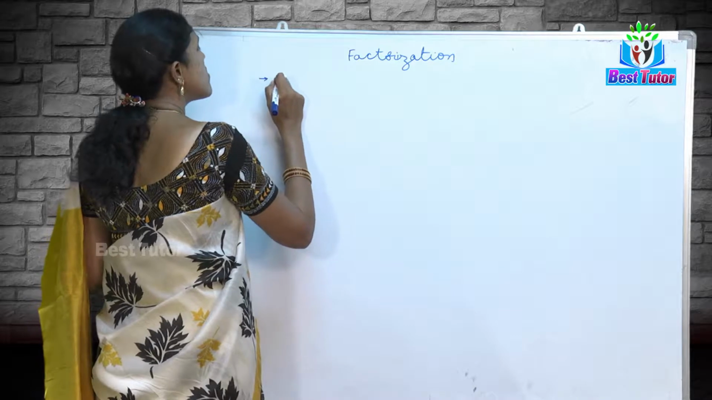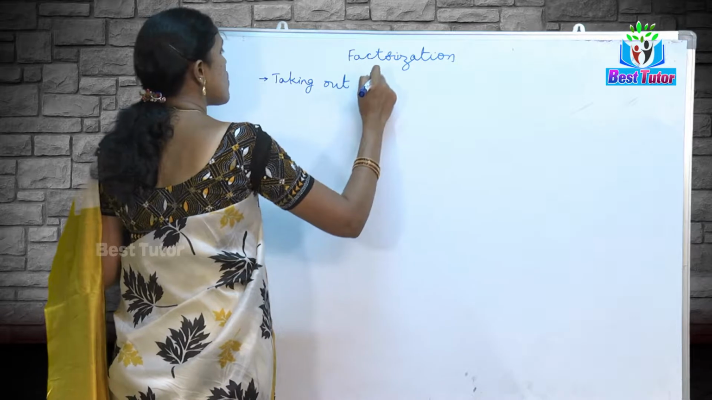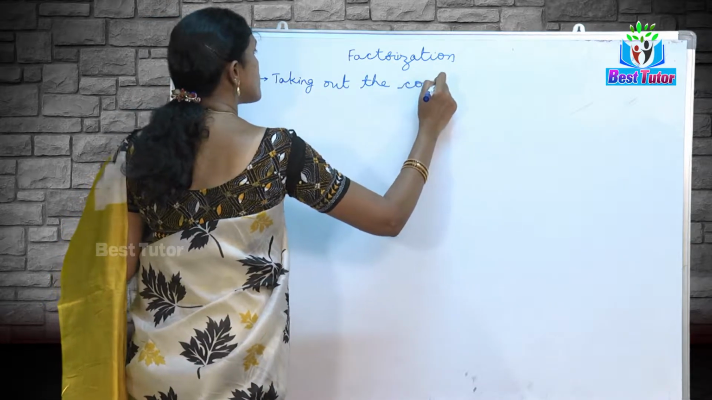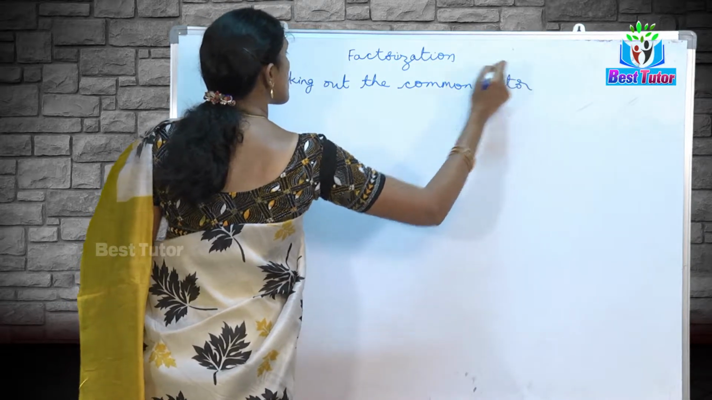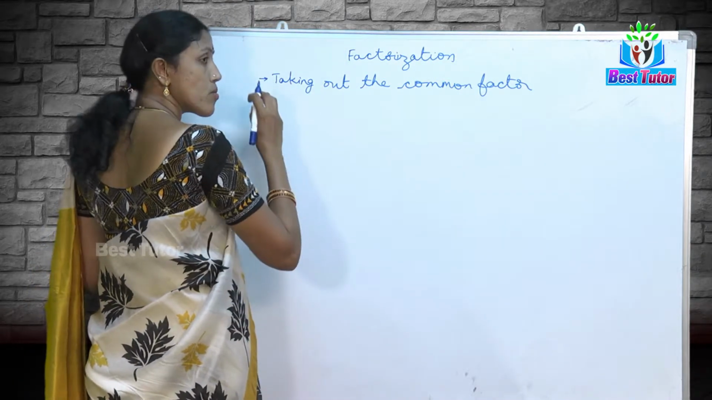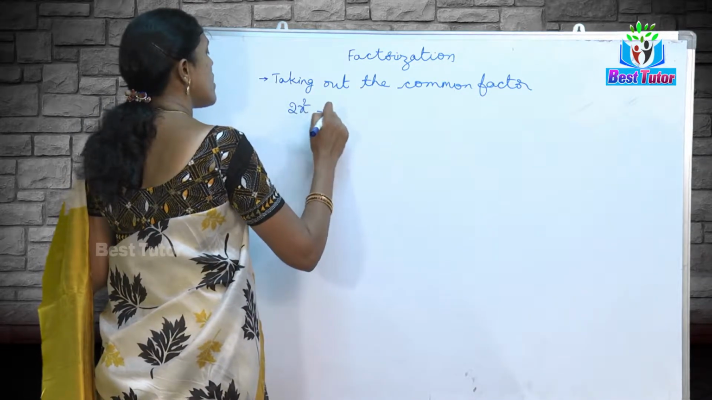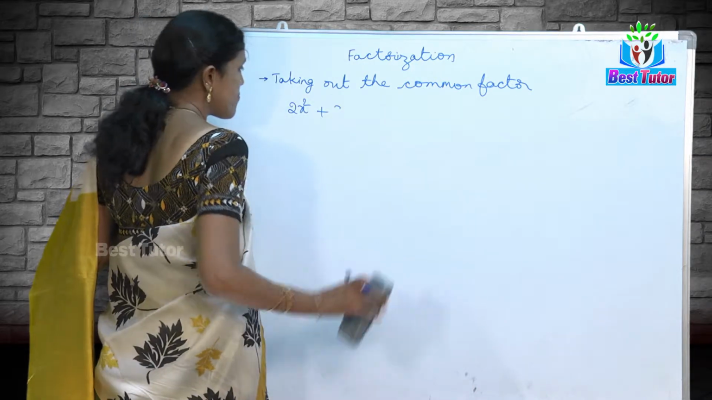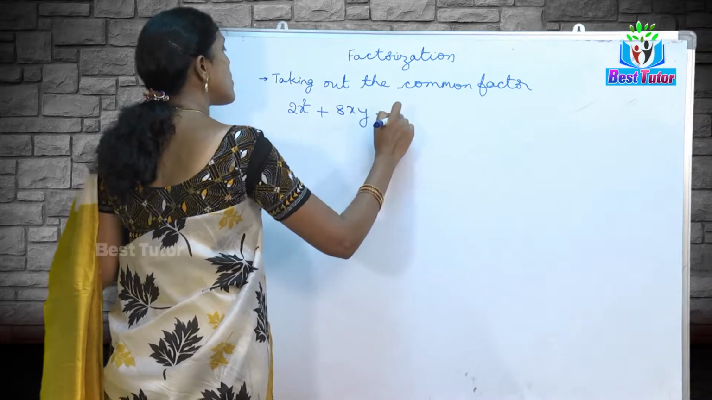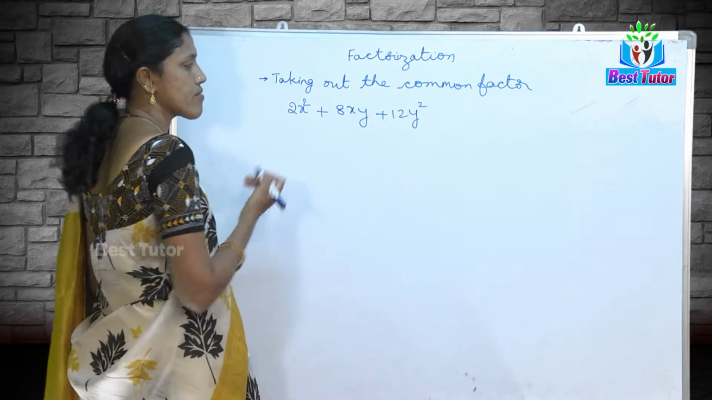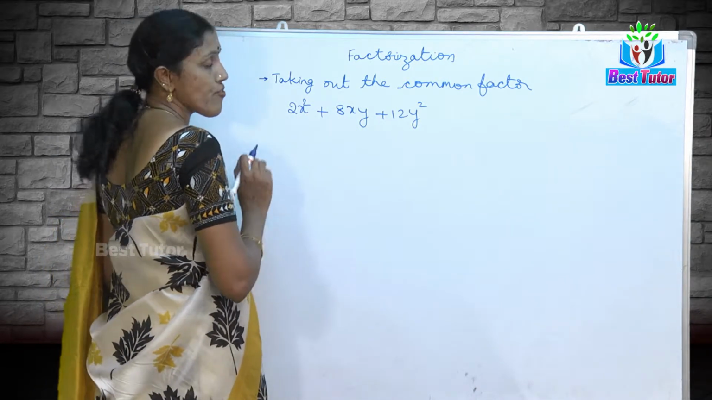First one is taking out the common factor. How is factorization done by this procedure? Depending upon the question, we have to choose a procedure, right? 2x square plus 8xy plus 12y square. For example, this is a question. It is a trinomial, and I need to factorize it.